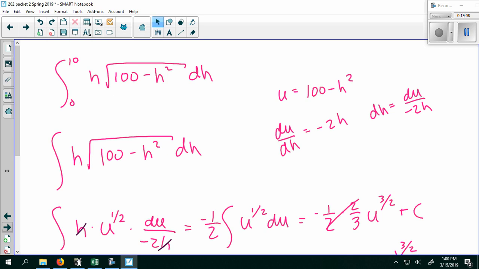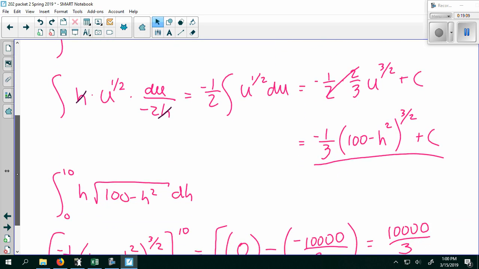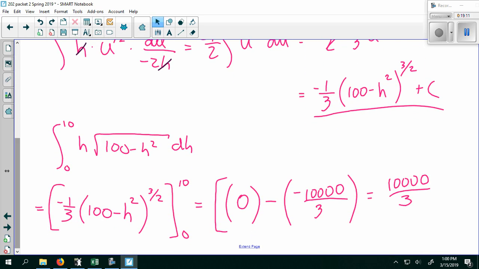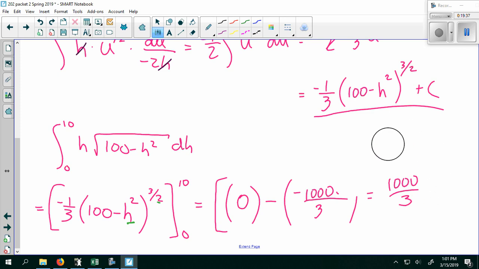Okay, here's all the work I did to get 10,000 thirds. Oh yeah, I see it. Okay, so when I was evaluating, I was putting 0 in for h. So I get 100 in the parentheses. Square root of 100, because that's the 1/2, square root of 100 is 10, and then 10 cubed is 1,000, not 10,000. So 1,000 thirds.